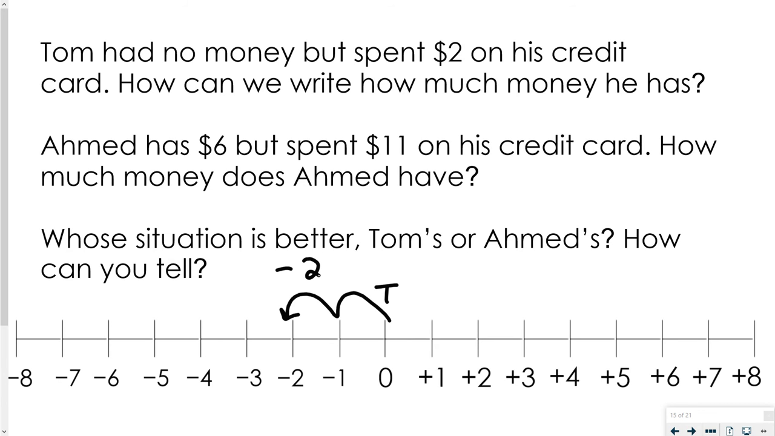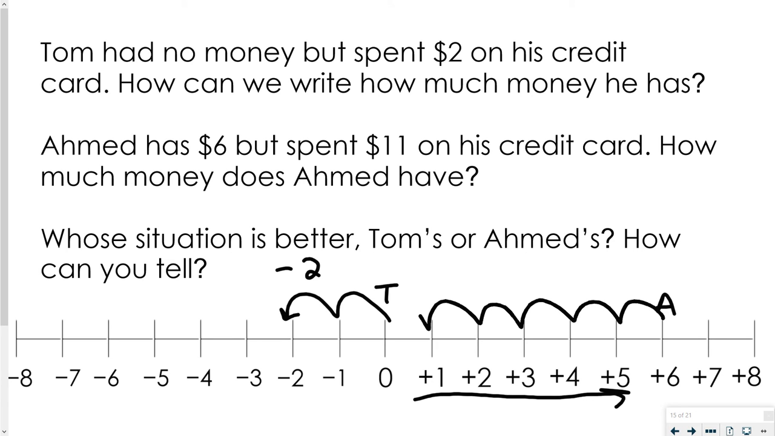Now, Ahmed has $6. Is that a gain or a loss? That is definitely more than 0, right? And more than is always to the right. So more than is going to be +6. So Ahmed has $6, but then he spent $11 on his credit card. So spending is a loss because you're giving it to someone else. You no longer have it. So 1, 2, 3, 4, 5, 6, 7, 8, 9, 10, 11. So Ahmed is now here and his situation is -5. Sorry, -5.